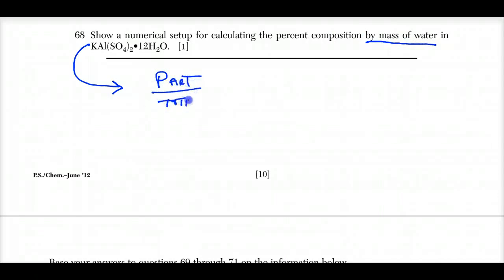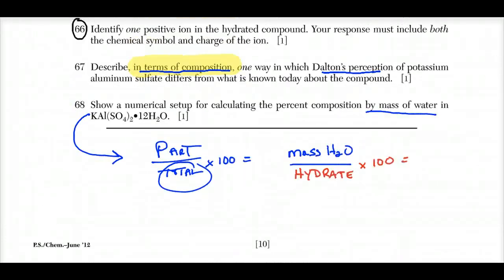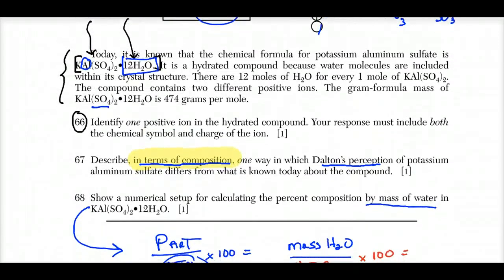Show a numerical setup for calculating the percent composition by mass of water in this hydrate. Well, we did a hydrate lab. The percent by mass of water: we know it's going to be part over total times 100. Now with hydrates, we care about the water, so the part is the mass of the water over the total mass, which is the hydrate, because that's the compound with the water in it, times 100. So how do we do a numerical setup? Well, we have to know the mass of the entire hydrate.